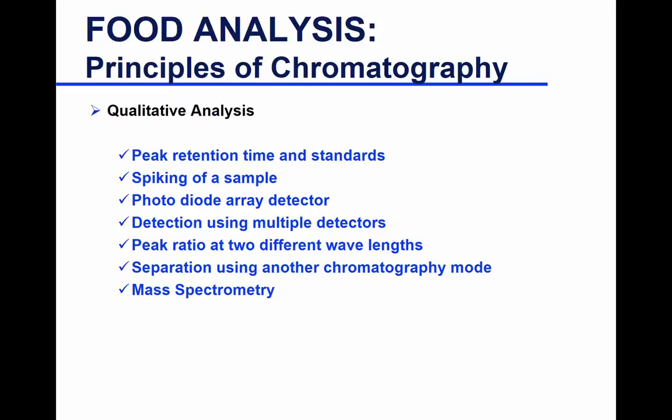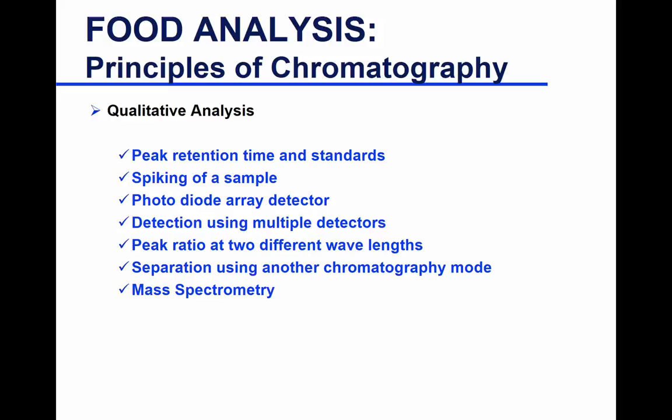Sometimes you have two things coming out at the same time. So the retention time is not something that you can rely on for identification. So often you spike a sample if you don't have a standard. So what does it mean to spike a sample? Or if you have a standard but you don't know if your sample contains that component.